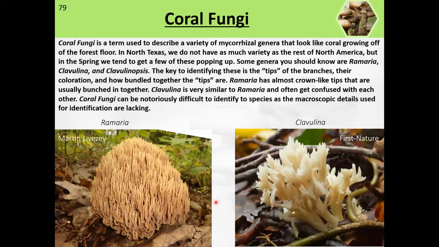So coral fungi, usually we don't really get that many in North Texas, but in spring I have seen a bunch of these pop up. They're notoriously difficult to get to species. They usually tend to have the same colorations. And one of the main genera that we have here is Ramaria and Clavulina. The main identifying characteristic here is the tips of the corals, right? So you have to look at the tips. These ones kind of have a spine formation, but over here is more of a crowned projection for the tips.